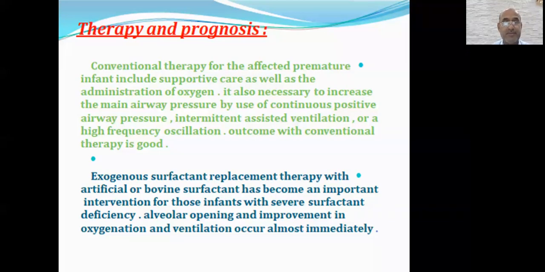Of course, surfactant is so important for lung maturation, but exogenous surfactant replacement, of course, is not free of complications. There are many complications, and the most important is that it can cause pulmonary hemorrhage. So keep this possibility in your mind.